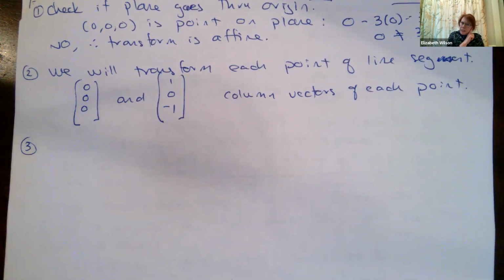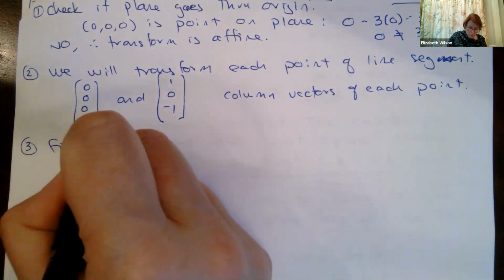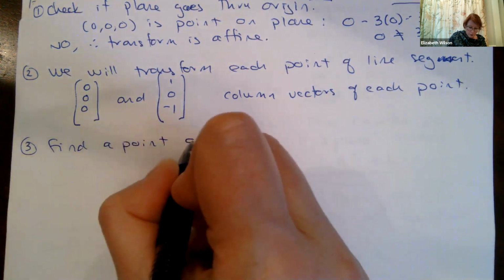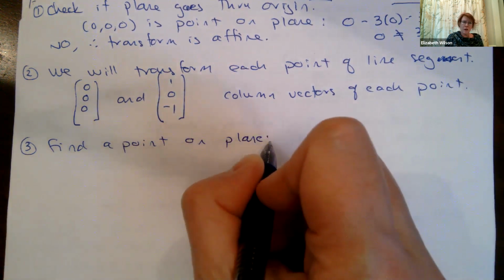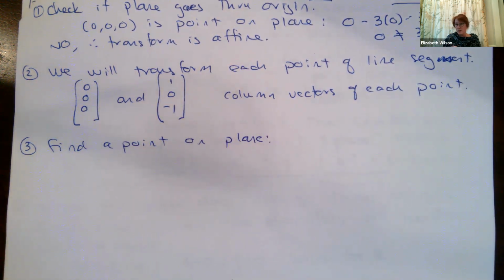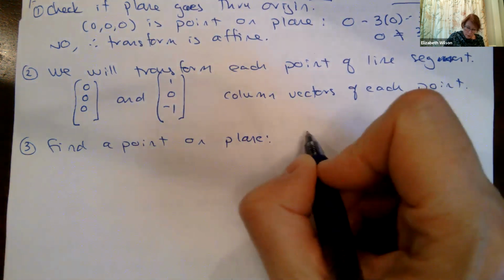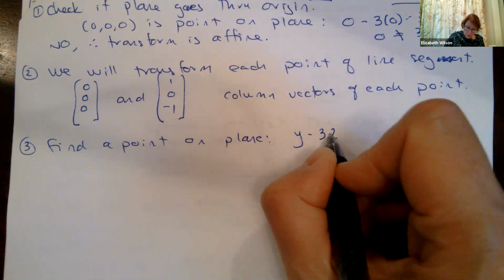Okay, so we need to find a point on the plane. We know it doesn't contain the origin. So let's see, find a point on the plane. Which point you use is arbitrary. Like I said, I tend to like to use things with zeros. It's easier. So I've got the plane y minus 3z equals 3.